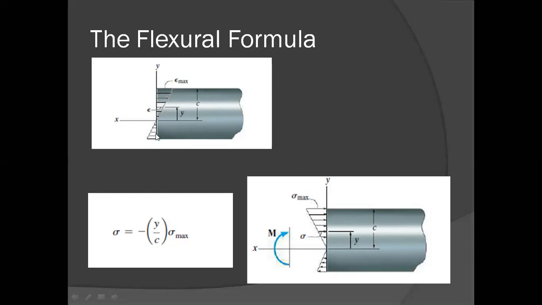In fact, this concept is derived from the assumption that the beam is subjected to pure bending. It only has a bending moment acting on it, with no other load, but it's applicable to other sorts of loading distributions as well. Now, the formula known as the flexural formula, which gives us the normal stress distribution at any cross section of the beam, is sigma equals minus y by c times sigma max.